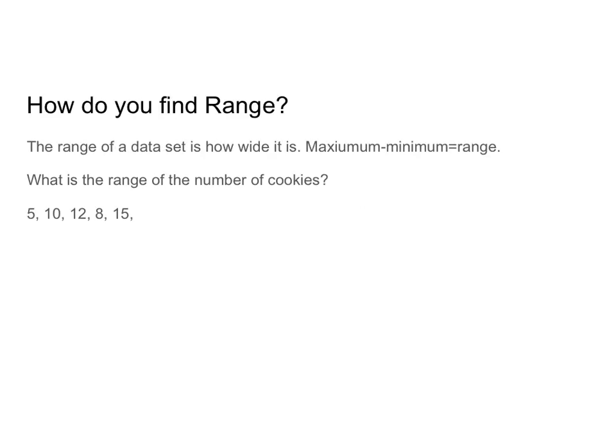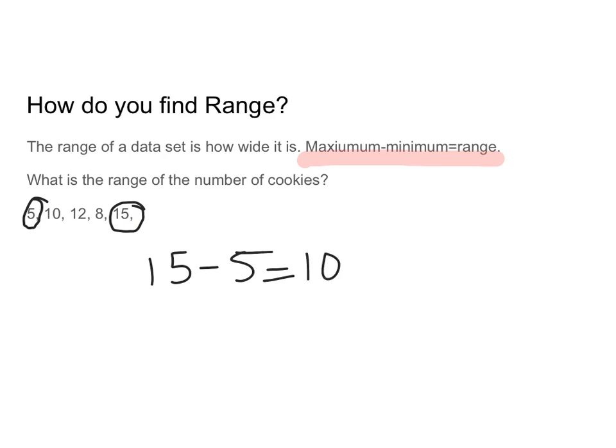Now, the second thing I want to teach you about in this video is how to find the range. So the range of a data set is sort of like how wide it is. Our formula for that is that the maximum minus the minimum equals the range. So let's find the range for the number of cookies. First, we need to find the maximum. That's 15. Then we need to find the minimum. That is 5. So we're going to do 15 minus 5 equals 10. So the range is 10 cookies.